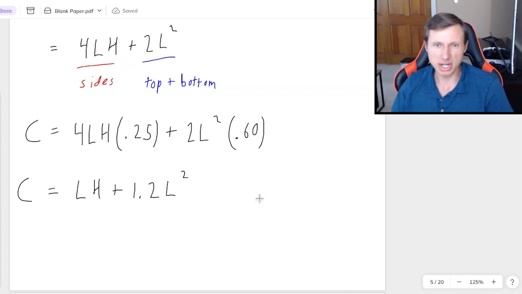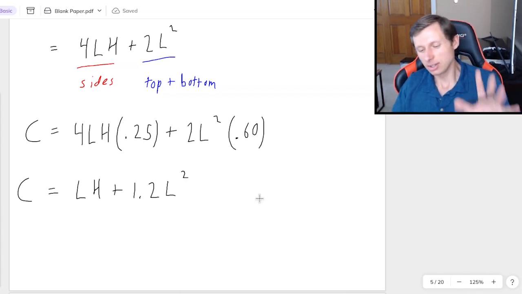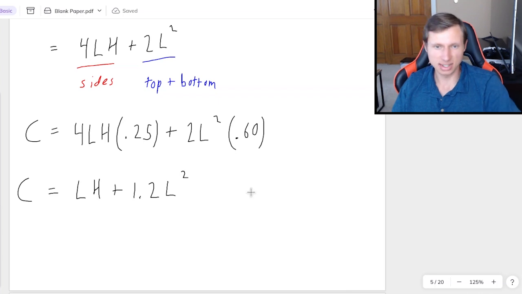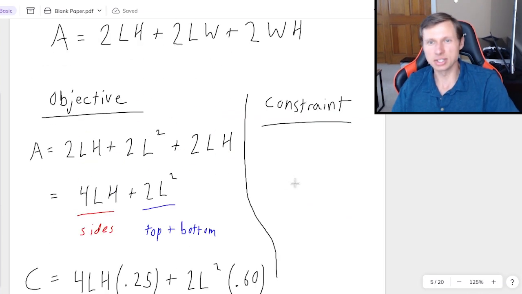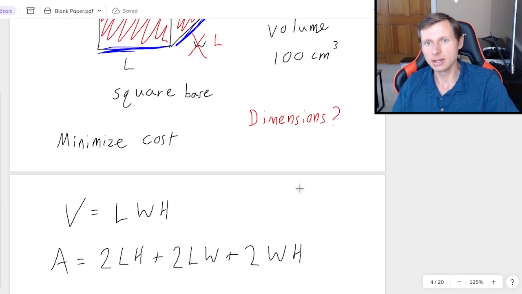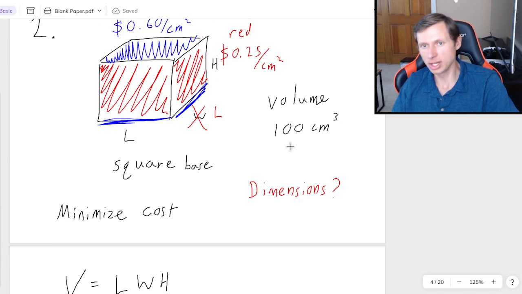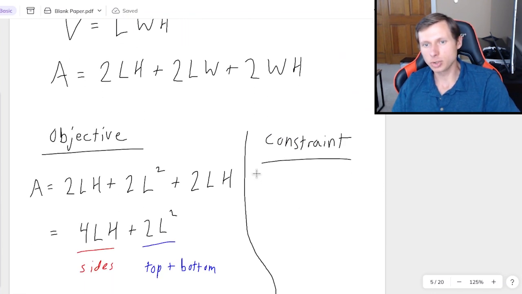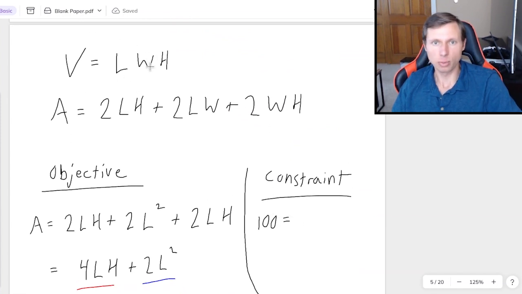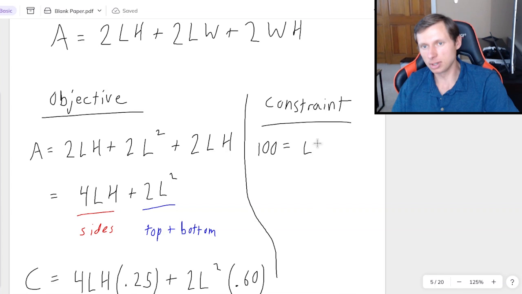Okay, we're done with the objective. I know that was a lot. The good news is the constraint's going to be a lot easier. So for the constraint, this is going to be the volume. Why? Because I said the volume was 100. The random number they give us is always the constraint. So constraint 100 equals volume formula, length, width, height. But remember, width got replaced with L, which means that's going to be L squared H.